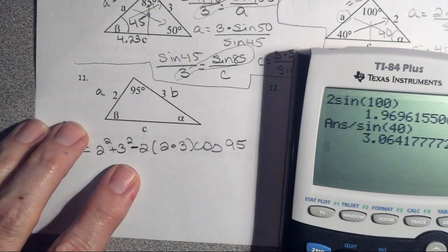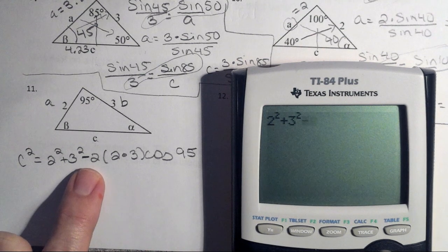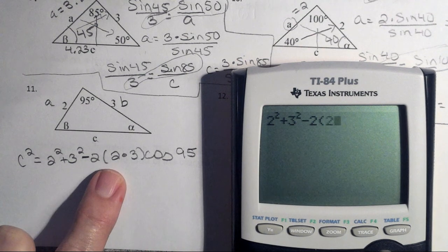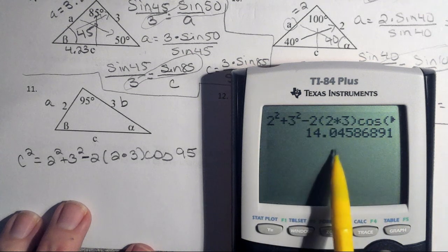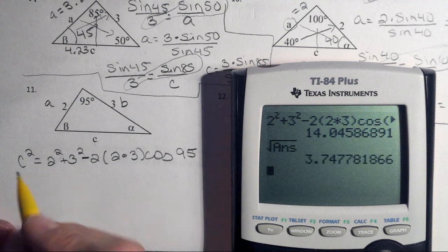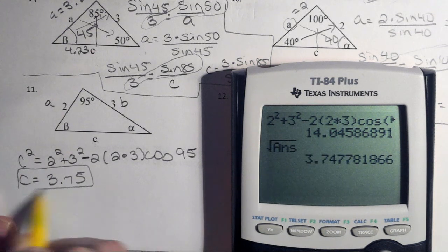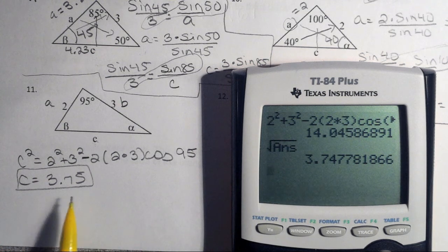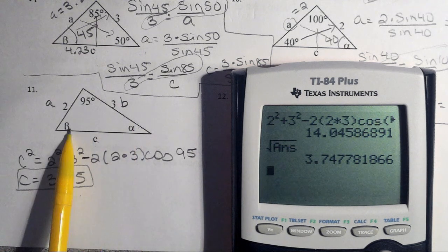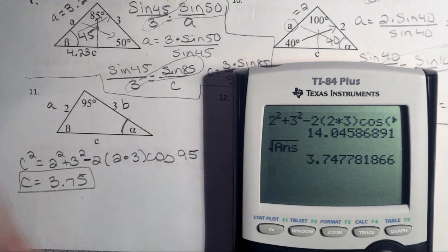You're going to type this in your calculator. So 2 squared plus 3 squared minus 2 times 3 times cosine of 95. Okay, now that is c squared. I have to remember to take the square root. So I'm going to square root the answer, and we're going to find out that c equals 3.75. Now that I know what c is, I can go find either alpha or beta. It doesn't matter. I'm going to go find alpha. That's the one I want to find.